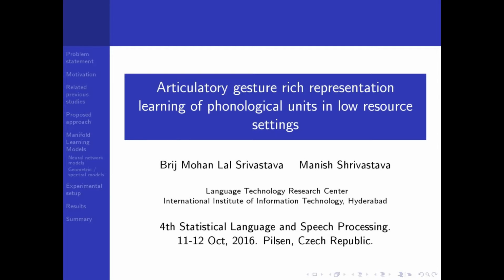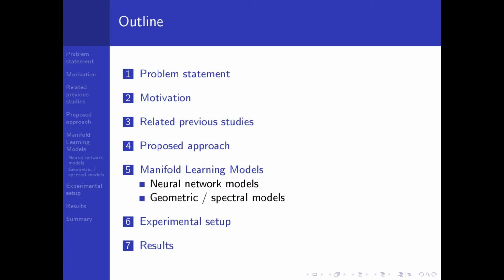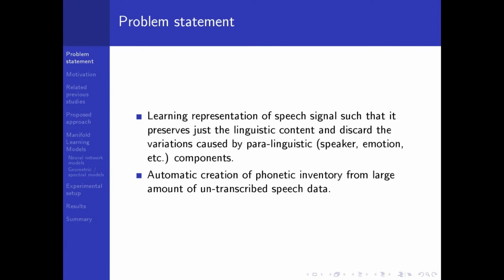Here, I will be describing some of the theory and experiments behind the paper titled Articulatory Gesture-Rich Representation Learning of Phonological Units in Low-Resource Settings. The problem statement that we are tackling in this paper is twofold. First is to learn a representation of the speech signal which is capable of stripping off extra-linguistic information out of the speech signal. As we know, speech is highly expressive and contains some paralinguistic information such as speaker and emotional content.